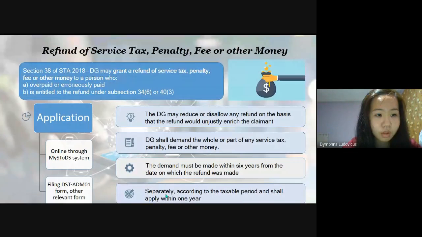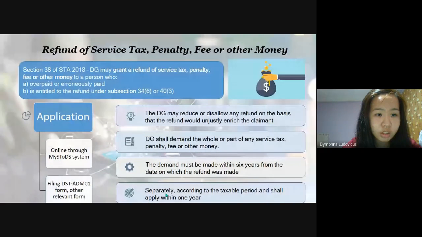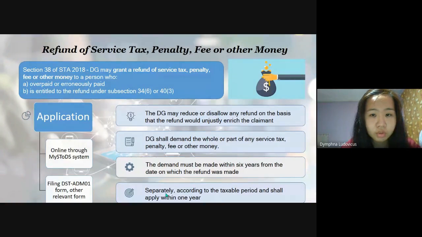Okay, so based on Section 38 of the Service Tax Act 2018, the DG, which is the Director General, may grant a refund of service tax, penalty, fee or other money to a person who overpaid or erroneously paid or is entitled to the refund under subsection 34(6) and 40(3). The application for refund can be made online through the Service Tax on Digital Services System by filling in a form called DST ADM01 and other relevant forms.